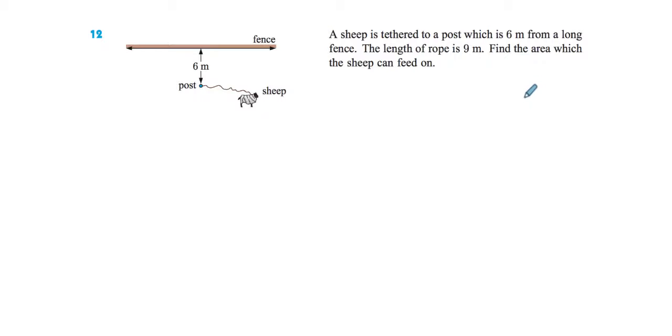Question 12. A sheep is tethered to a pole that is 6 meters from a long fence, and the length of the rope is 9 meters long. Find the area the sheep can feed from. So let me get this kind of drawn out.